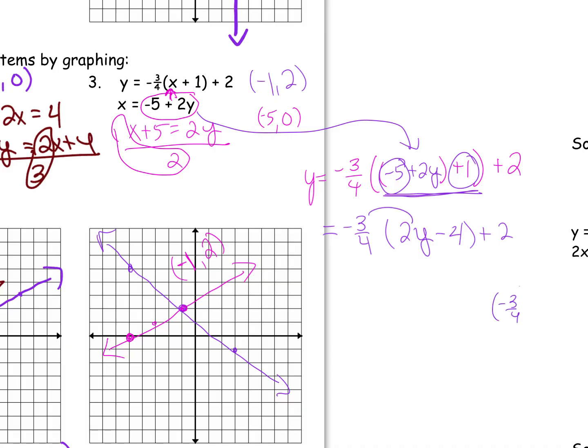When you multiply negative 3/4 times 2, do you have anything you can reduce? The 2 and the 4 have something in common. They both have a 2 in them. 2 goes into 2 once. 2 goes into 4 twice. Everybody okay with that? So now I have negative 3/2 y.